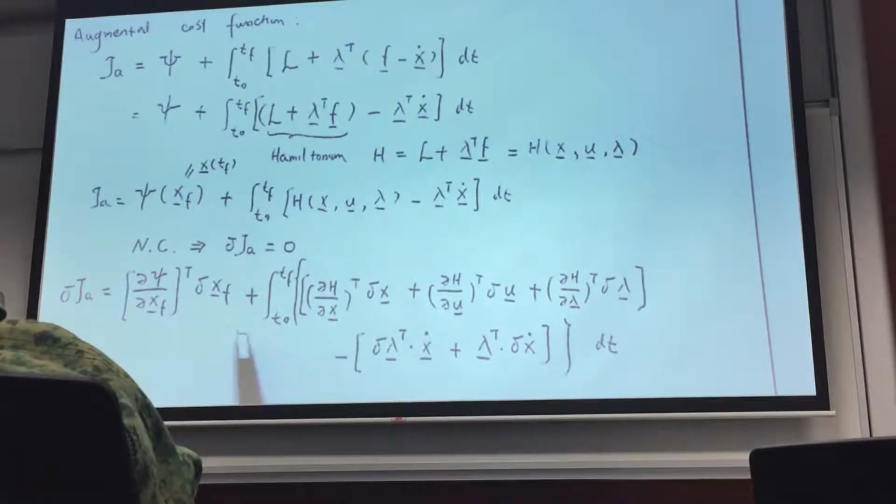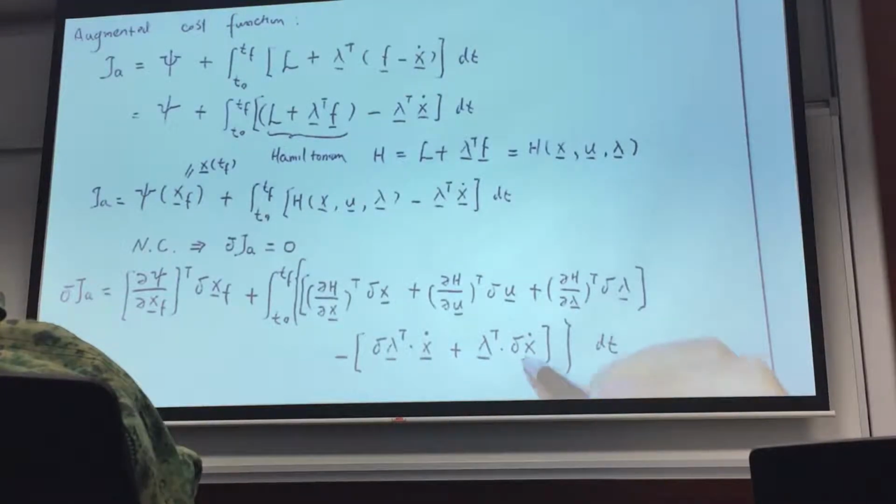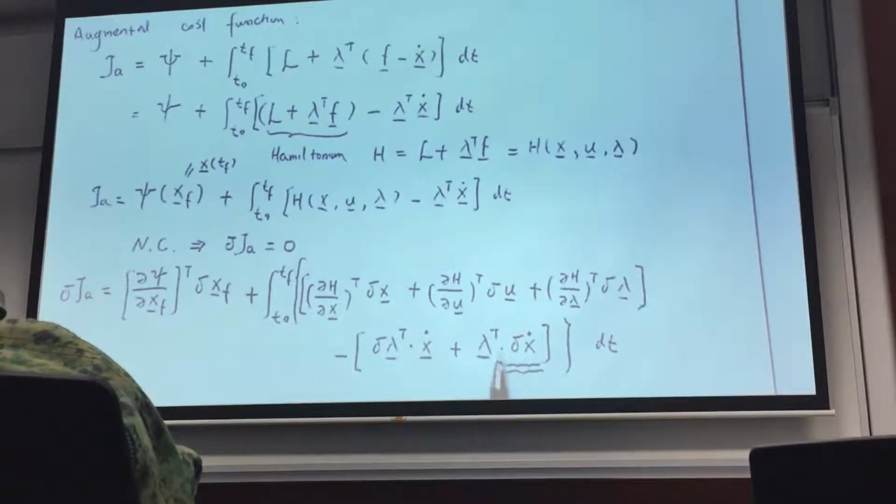So in this equation, we can see the perturbation on the final state, on the state vector, on the control input, and on our Lagrange multiplier. But the last one is a perturbation on the x dot, the derivative of the state vector. So this one is very difficult to evaluate. So in order to solve this problem, we need to use another equation.